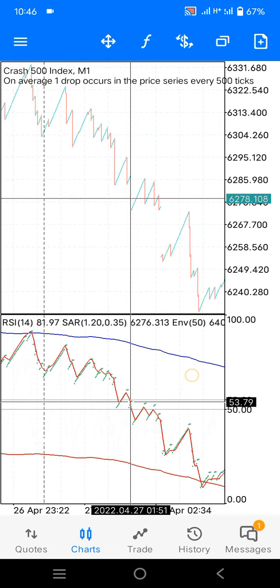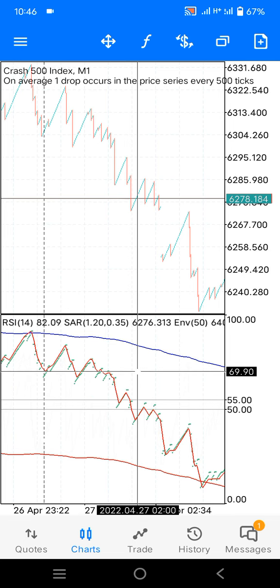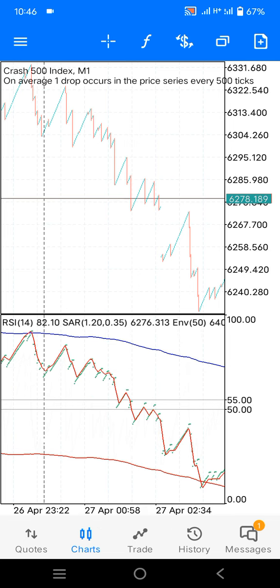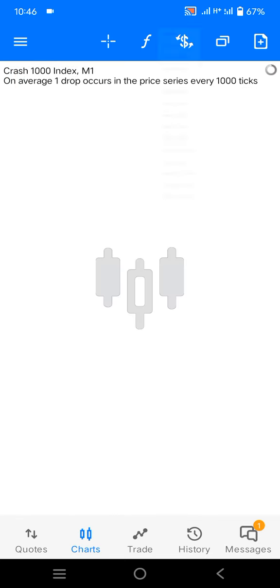Look here, the Parabolic SAR is in this area. After the spike, the Parabolic SAR appeared in the 55 zone, and right now it is in the middle area of the 50 to 55 zone, and the market started going upward, and you made 1 to 3 candles. Let me show you on Crash 1000.